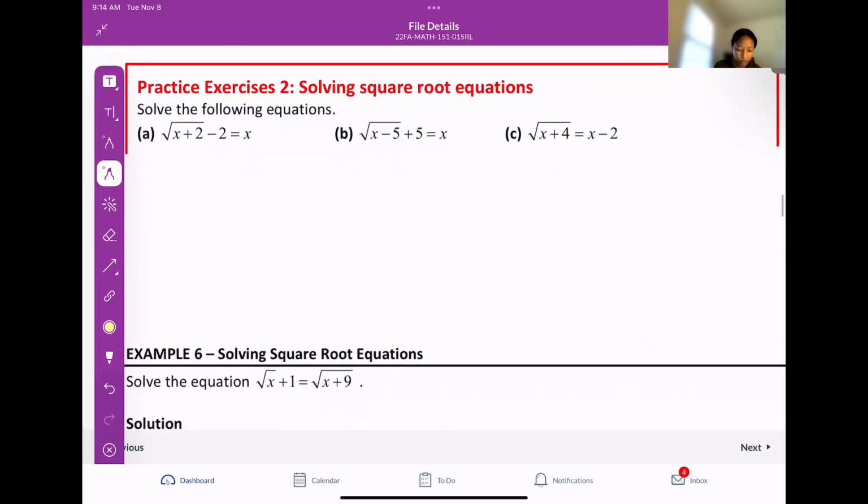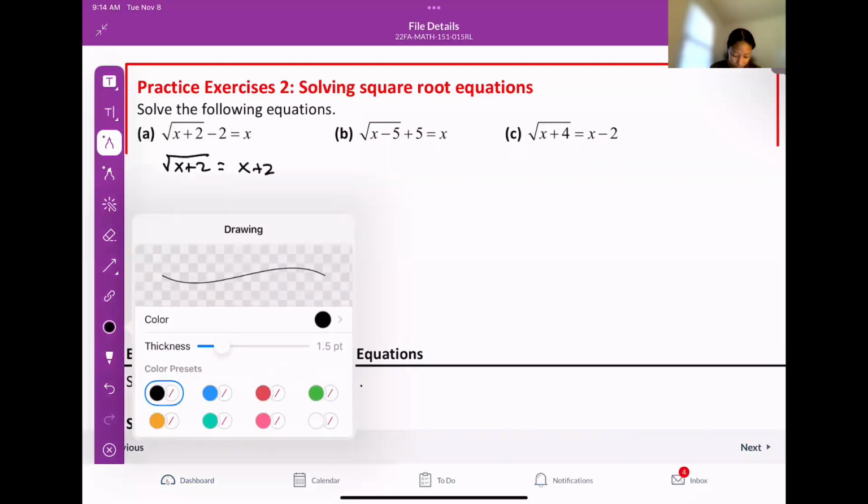So still solving square root equations, but when we square both sides, you'll see we get different types of equations to solve. All right, for the first one, the square root of x plus 2 minus 2 equals x. We need to add 2 to both sides. So the square root of x plus 2 equals x plus 2.